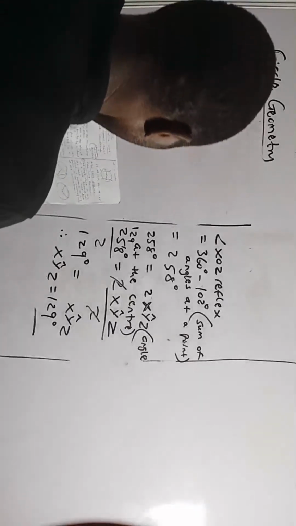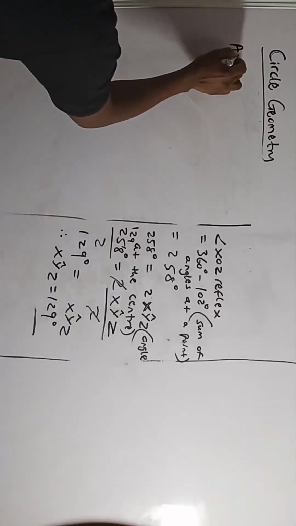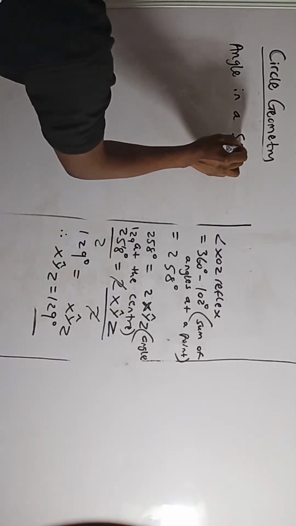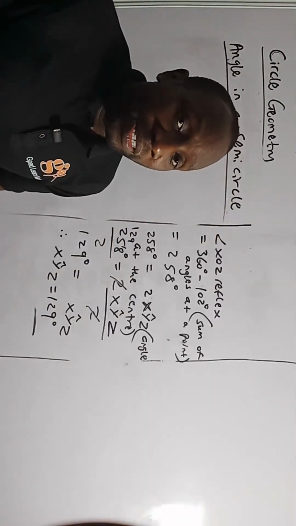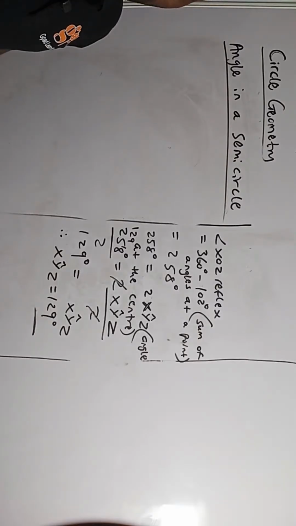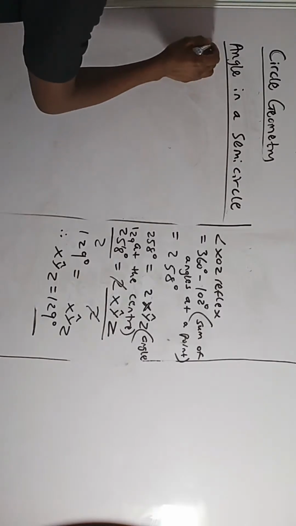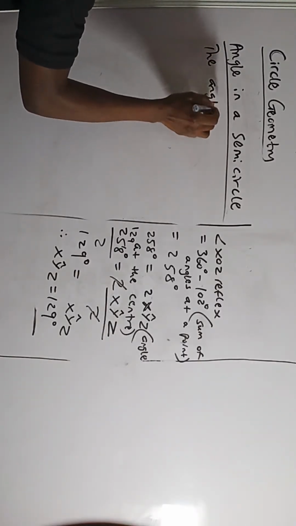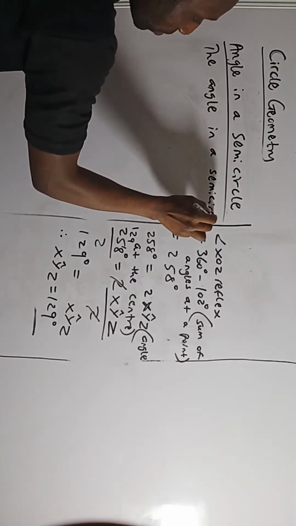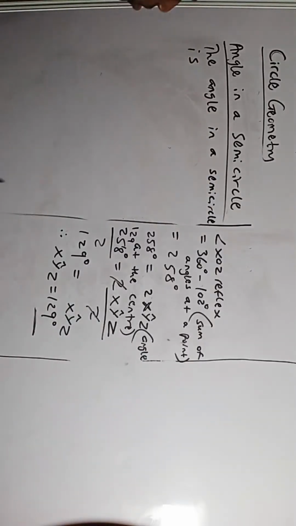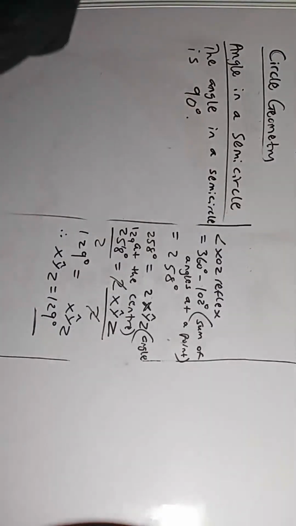Okay, now let's look at another circle theorem, which is the angle in a semicircle. Now this one is very straightforward, very easy. The angle in a semicircle is 90 degrees, and I'll show you how to identify it. The angle in a semicircle is a right angle, or is 90 degrees. Either you say it is a right angle or you say it is 90 degrees.